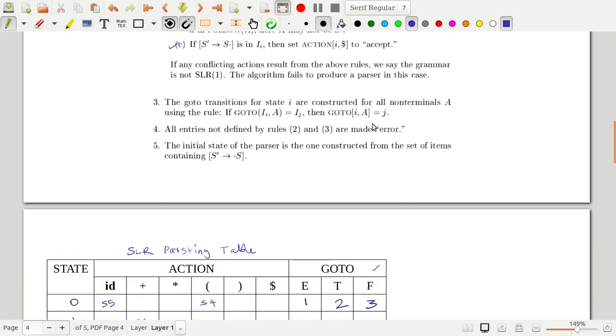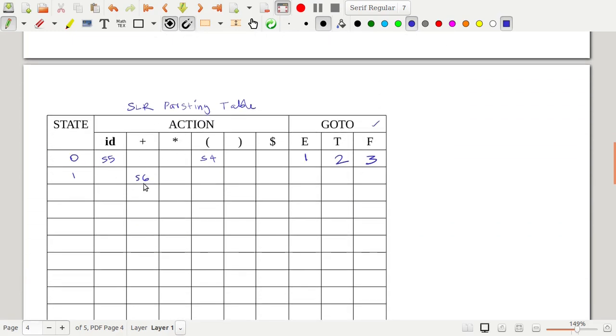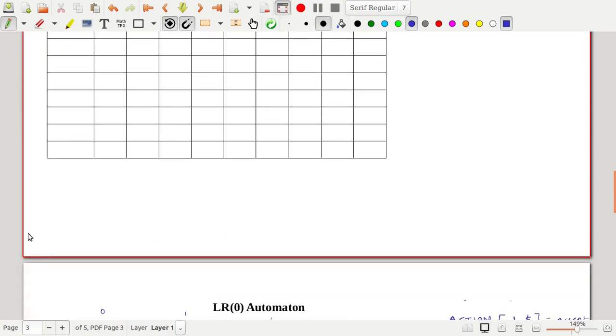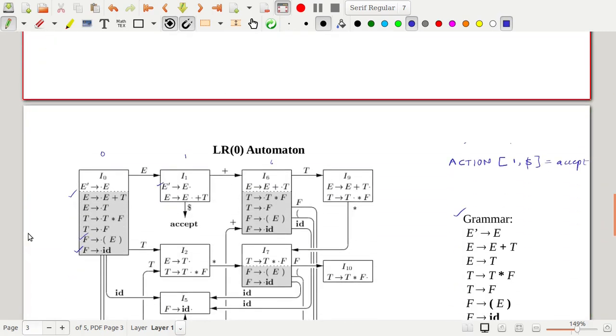So we can write like this, 1 comma dollar, here we can write accept. That will be the action, or simply ACC. In short form we can write, convention used in this textbook is ACC, accept. So the terminals, okay, that's about the action part.